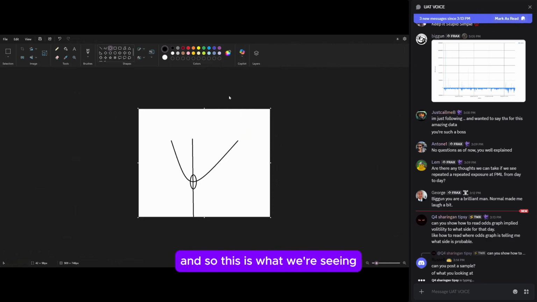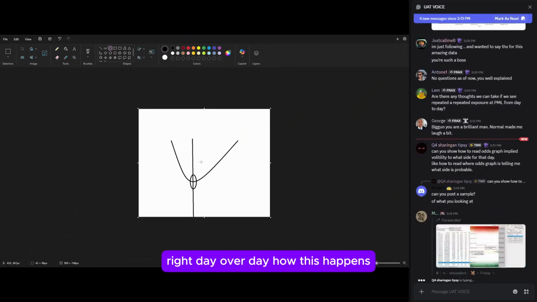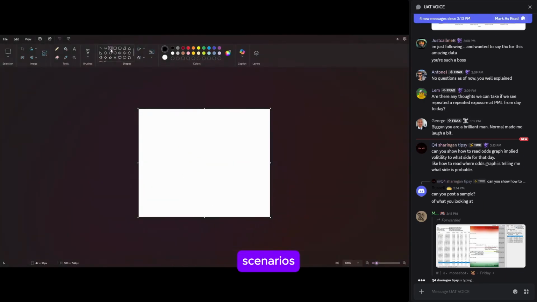And this is what we're seeing day over day, right? You'll look in that mark price exposure and this is a good day for market makers when the parabola ends as close to zero as possible in time. But there's a couple scenarios where that's not always what happens. Sometimes we get basically this.